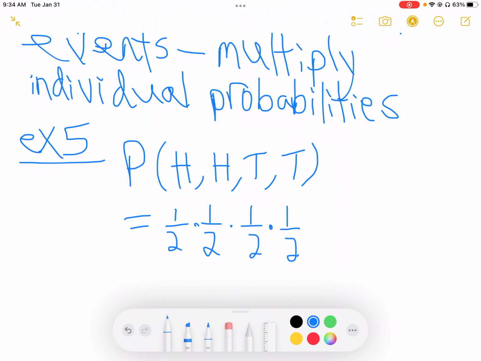So you can see the probability that you get that specific order at any one time is going to be pretty low, because I just multiply my 1s, which gives me 1. And I have 2 times 2 is 4, 4 times 2 is 8, 8 times 2 is 16. So it's 1/16. Not that it's not going to happen, it's just that the probability of it happening in that exact order is low.